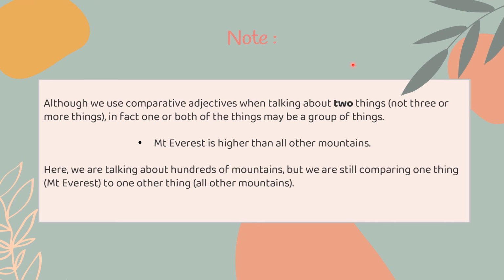in fact one or both of the things may be a group of things, for example, Mount Everest is higher than all other mountains. Here we are talking about hundreds of mountains, but we are still comparing one thing, Mount Everest, to one other thing, all other mountains.